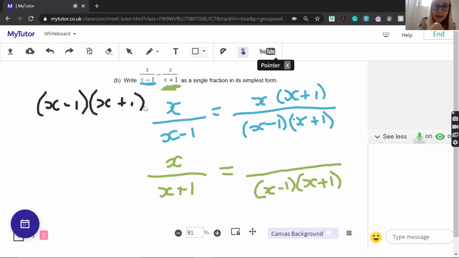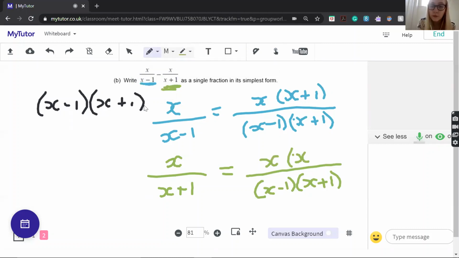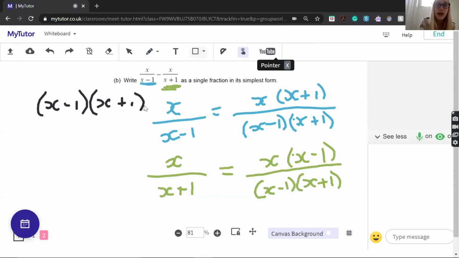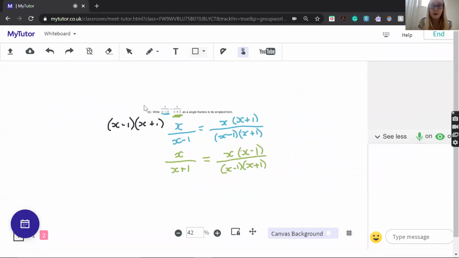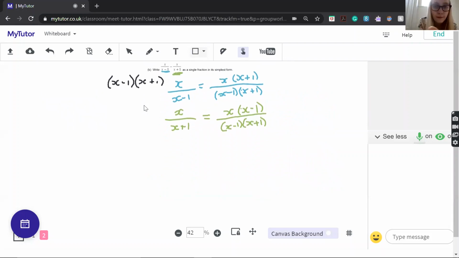So we're going to do exactly the same to the top. We're going to multiply the top by x minus 1 as well. So hopefully that makes sense as to how we make these share a denominator. And now this means that we're allowed to subtract them, and then we can simplify it down, like the question said, write it in its simplest form.